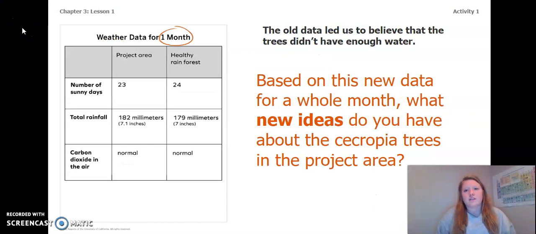The old data led us to believe that the trees didn't have enough water. Based on this new data for a whole month, what new ideas do you have about the Cecropia trees in that project area? I'm thinking that there is enough water. Based on the table, there's only a 0.1 inch or a 3 millimeter difference of total rainfall, which is not that much.